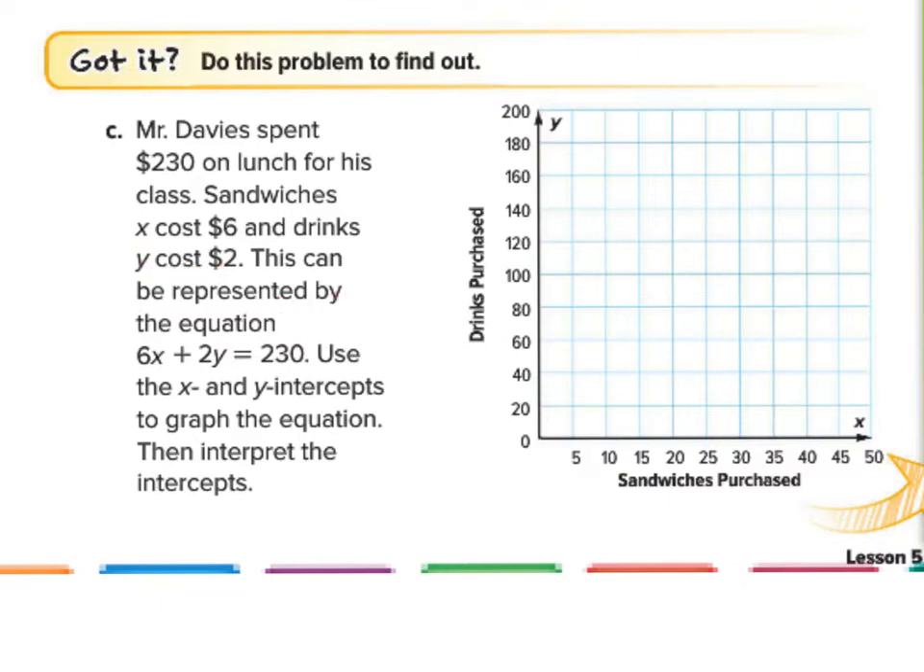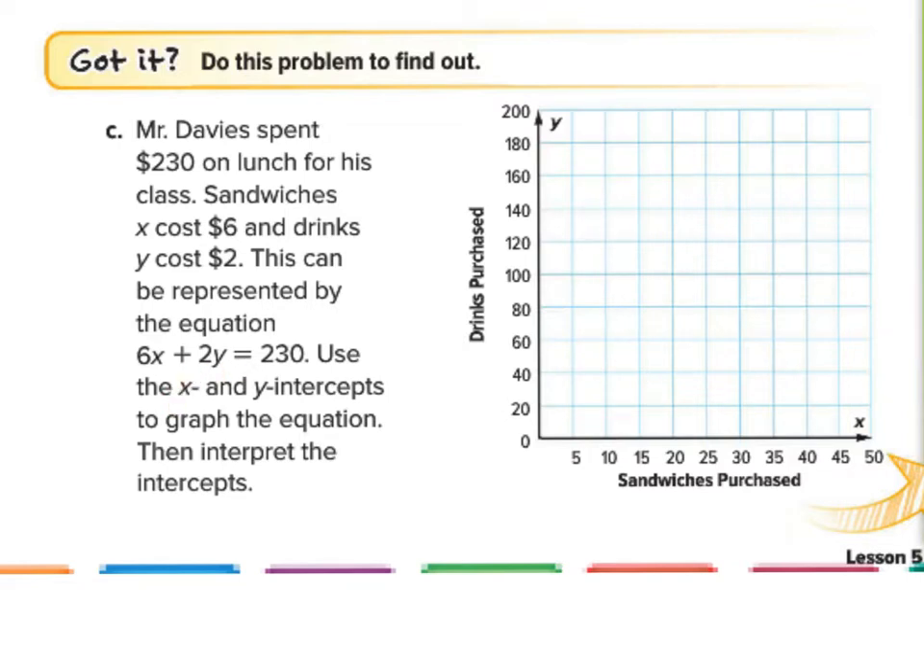This can be represented by the equation $6 for sandwiches plus $2 for drinks is going to give me a total of $230, when I'm able to determine how many sandwiches I can buy and how many drinks I can buy to keep it equal to this value. Use the x and y-intercept to graph the equation, then interpret the intercepts.